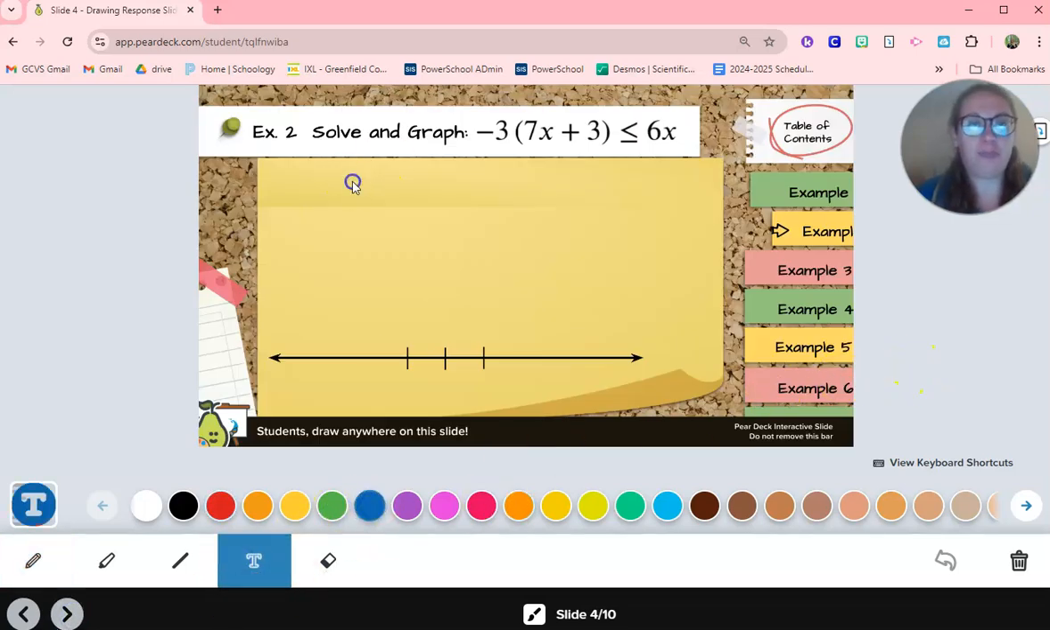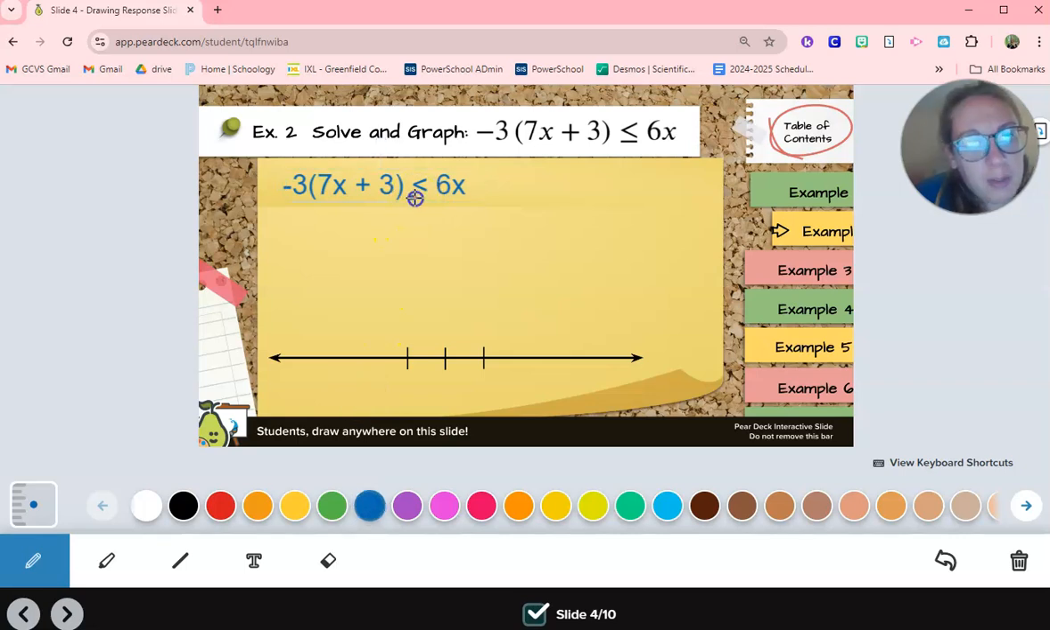All right. Example 2. First thing I'm doing is I'm just copying down the inequality exactly how we see it. I can't type that less than or equal to sign, so I'm just going to make it a less than, and then I'm going to use my little pencil tool to draw that line underneath. Okay? There's a couple ways we could solve this multi-step inequality. We could divide everything by negative 3 first, or we could distribute that negative 3.